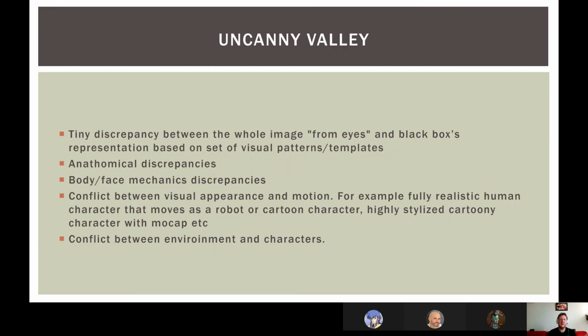So what is the Uncanny Valley? This is the tiny discrepancy between the whole image from the eyes and the black box representation based on a set of visual patterns and templates. Anatomical discrepancies, body or face mechanics discrepancies, when the character looks like a human or looks like something that it represents, but behaves slightly differently than it should.